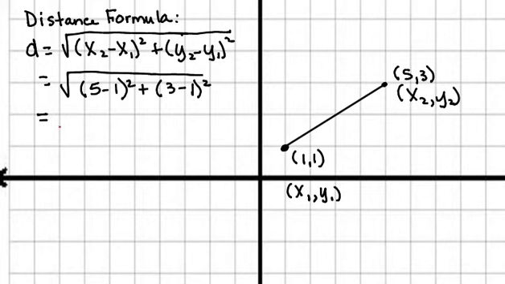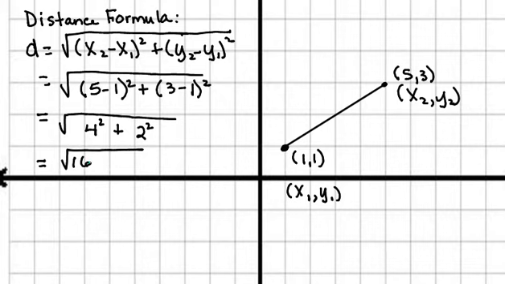According to my order of operations, I am going to do my parentheses first. 5 minus 1 is 4 squared. 3 minus 1 is 2 squared. And when I solve this, I will square both parts. 4 squared is 16, plus 2 squared is 4. And I'm going to add. And I get 16 plus 4 is 20.